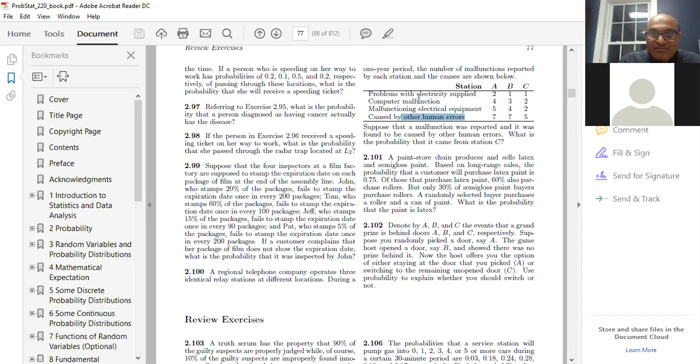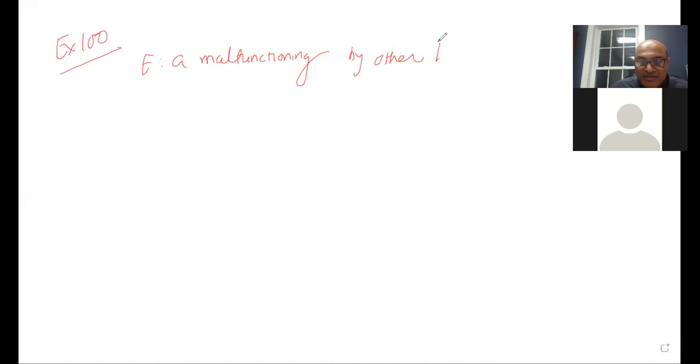So this is B, second event and fourth event with respect to station C. So I would like to write this one in the form of, just keep these numbers, I will write it down for you. Otherwise you can keep in mind. And let me share my whiteboard. I would say that suppose example number 100, E is the event, a malfunctioning by other human errors.